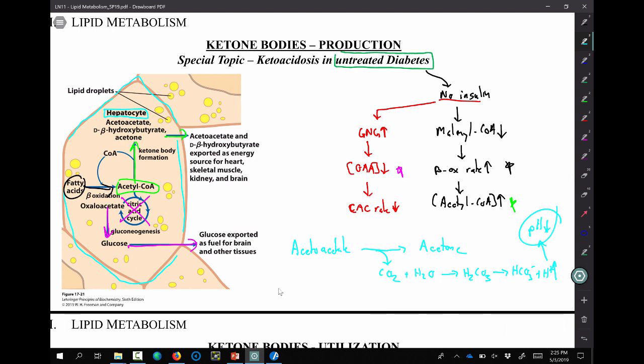Ketoacidosis. Okay. Untreated diabetes also, just like in starvation, their breath oftentimes will smell sweet. Blood pH is not in a good place. Okay, it's dropping even below 7. And that can be very dangerous. Okay, obviously. So that's what ketoacidosis is.